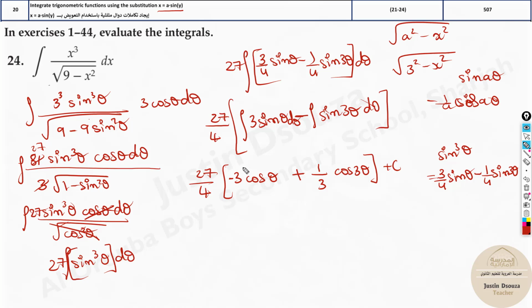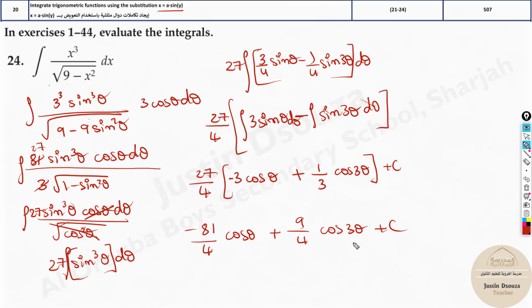Now I'll just multiply this inside. You can just put it in the calculator and solve it. But 27 times 3 is 81. So it is 81 minus 81 by 4 cos theta plus, over here, 3 times 1 is 3, and 3 times 3 is 9. So it will be 9 by 4 cos 3 theta plus c. So this is your final answer.